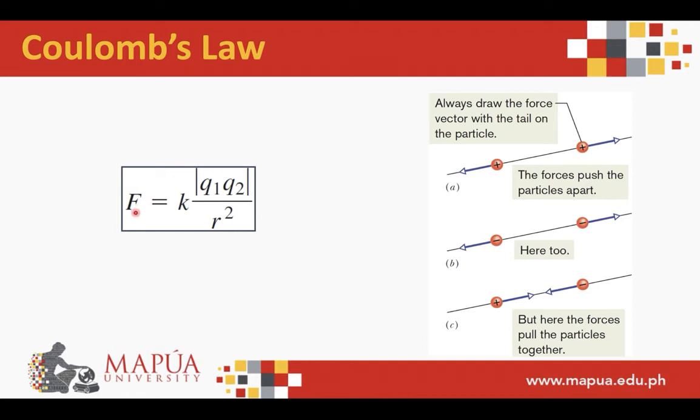According to Coulomb's law, the force is directly proportional to the product of the charges and inversely proportional to the square of the distance between the two particles. So, for example, here the distance between these two particles is denoted by r, and k has a value of 8.988 times 10 to the 9 newton meter squared per coulomb squared.